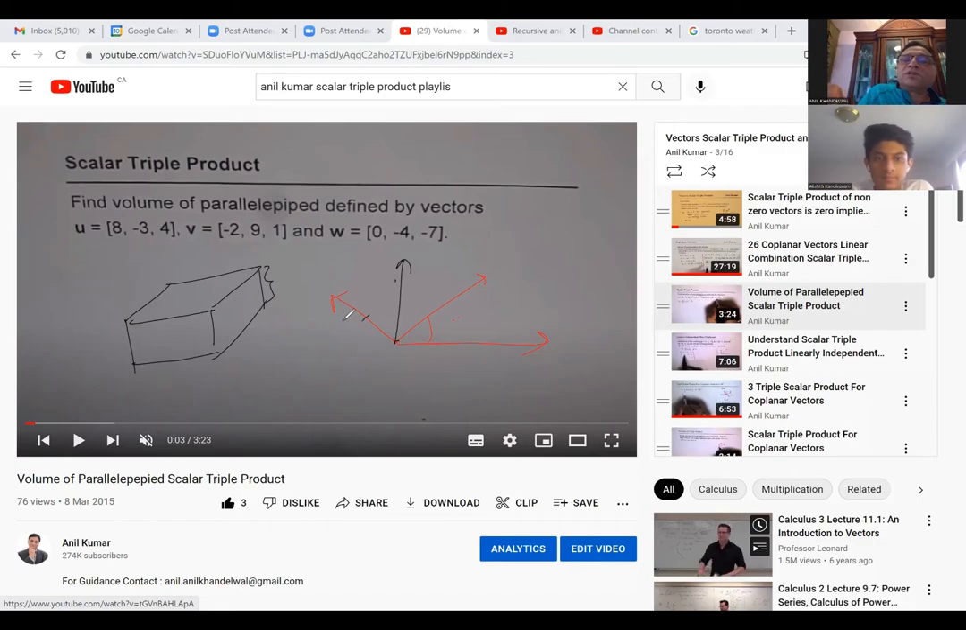So in this question, can you please read the question? Find the volume of the parallelepiped defined by vectors u = (8, -3, 4), v = (-2, 9, 1), and w = (0, -4, -7). To find the volume of a parallelepiped, if you are given the three vectors A, B, and C, what do you need to do? You can do the cross product of any two, let's say u cross v, and then do the dot product with w. So I can pick any two vectors for the cross product? Yes, any two vectors.